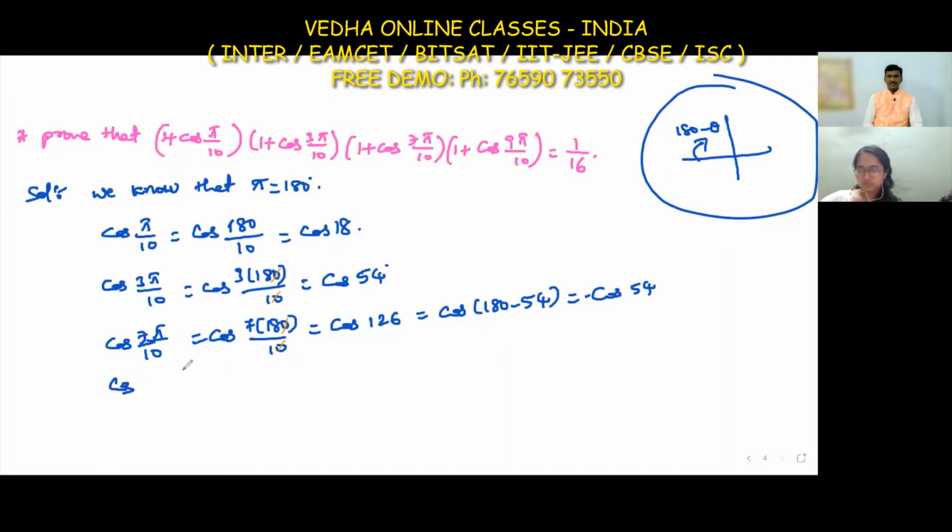Next one is cos of 9 pi by 10, that is cos of 9 into 180 by 10. Yes, the zeros we can cancel. 9 into 18. How much is it?